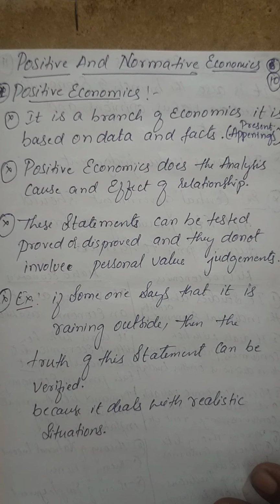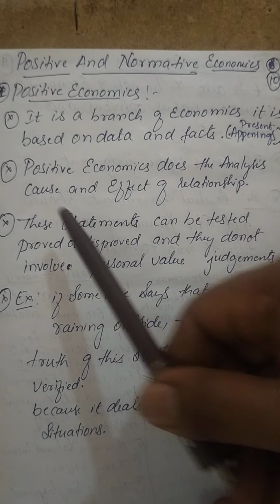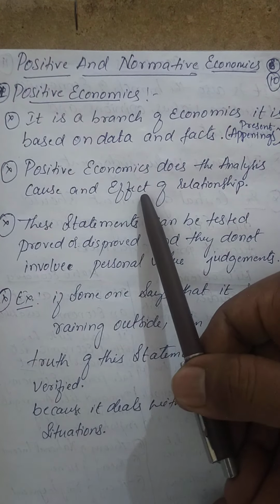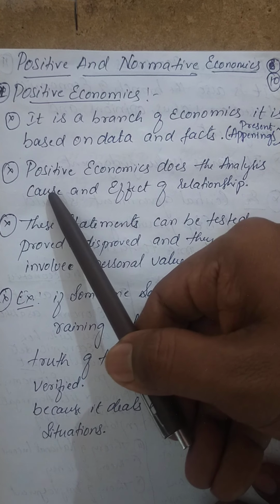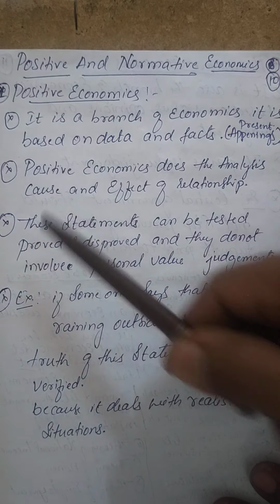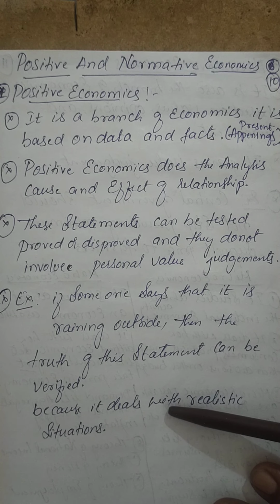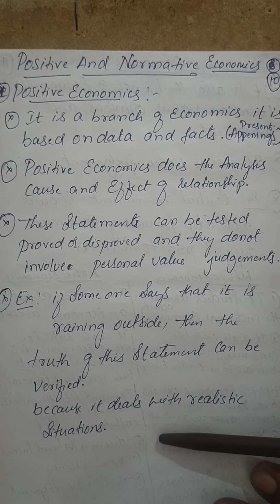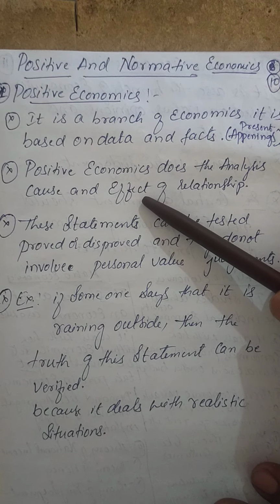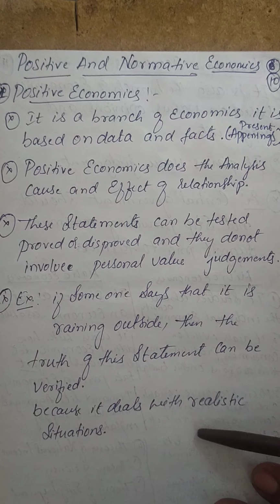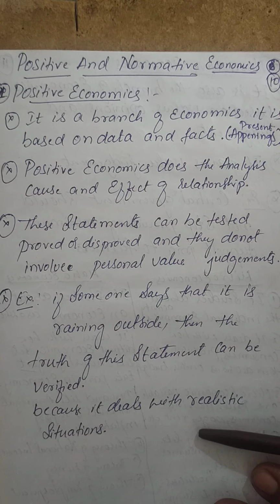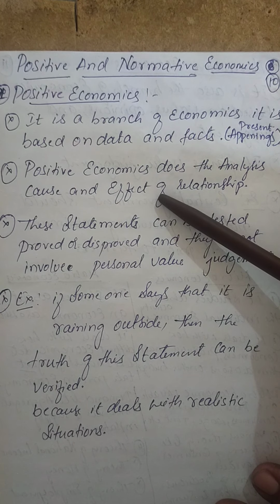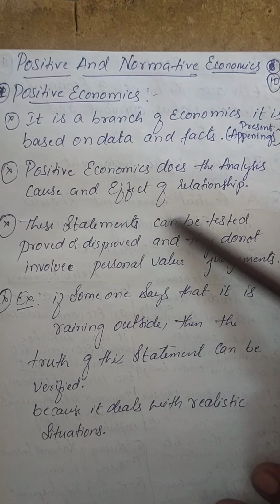And positive economics does the analysis. Okay, what analysis does it do? It does the analysis of causes and effects. See, very particularly causes and effects. What are the effects that come from this, and the causes? What are the causes if it rains heavily? Maybe more diseases might come. Effects also: if it keeps on raining like this, many roads might get damaged. Likewise, the causes, what happens more, what problem arises, such things in the relationship.